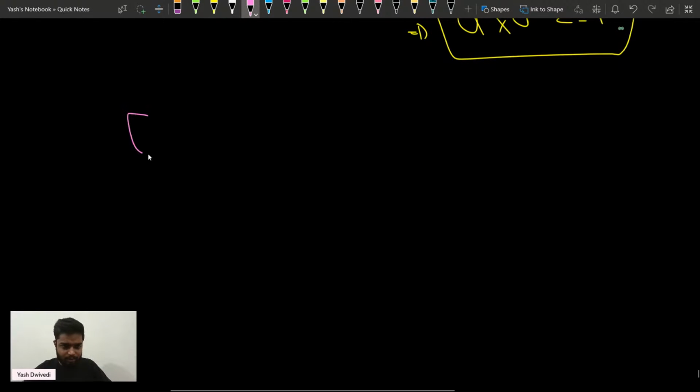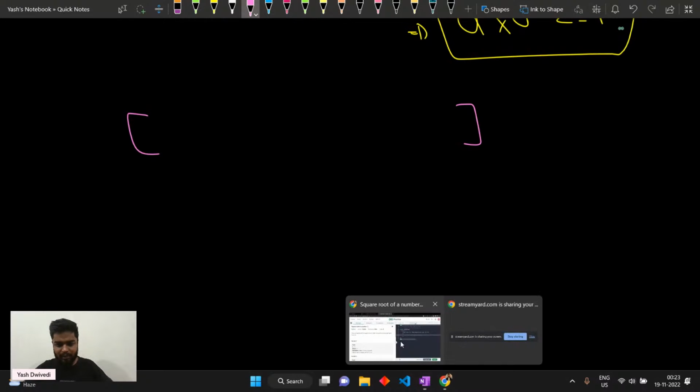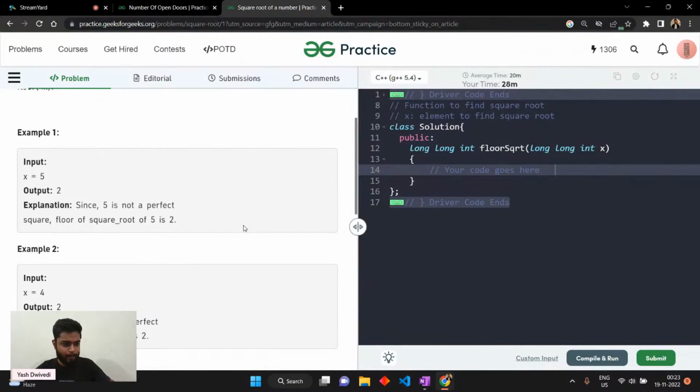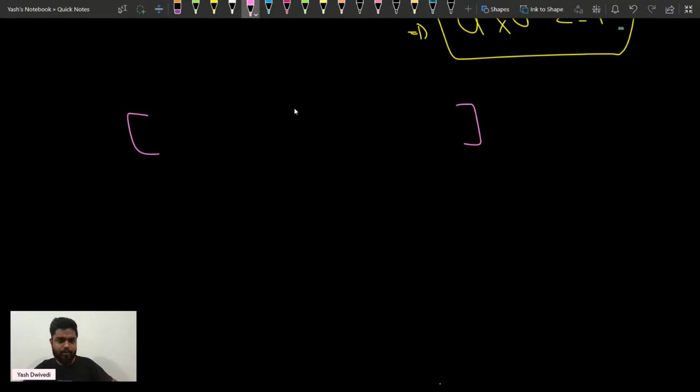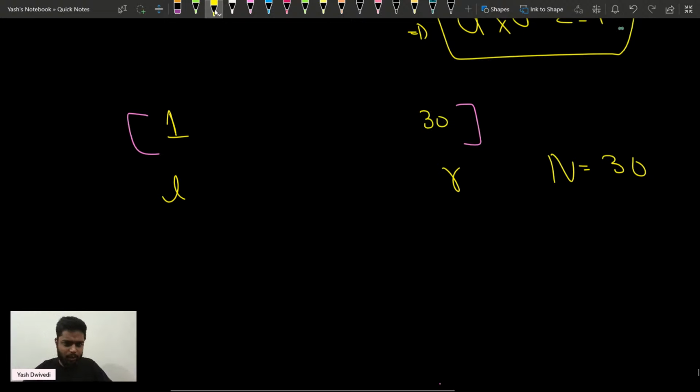Let's say that if you're searching for a particular number, let's take one of my numbers only. Let's say that you have n is equal to 30, and suppose that you do binary search. So obviously your left limit will be set, right limit will be set. You can set it as 1 to n or whatever you require. Let's say you have l and r, and let's say you have a particular mid.